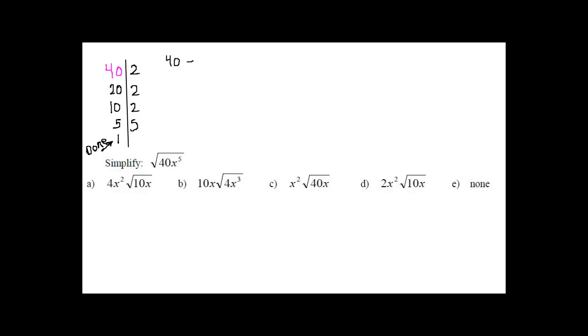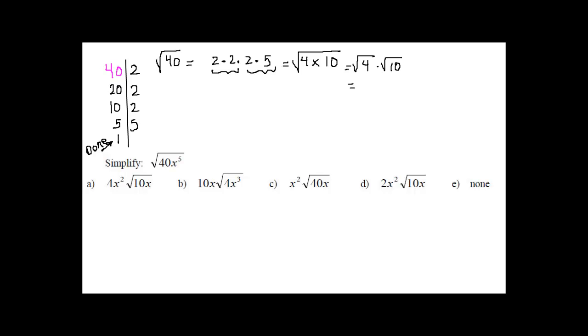So 40 is equal to 2 times 2 times 2 times 5. So part of 40 is completely squared, namely this part here, 4. So 40 is the same as 4 times, both 2 and 5 are not completely squared, so we just simply write it as 10. So 40 is equal to 4 times 10. So the square root of 40 must be equal to the square root of 4 times 10, which is equal to the square root of 4 times the square root of 10.